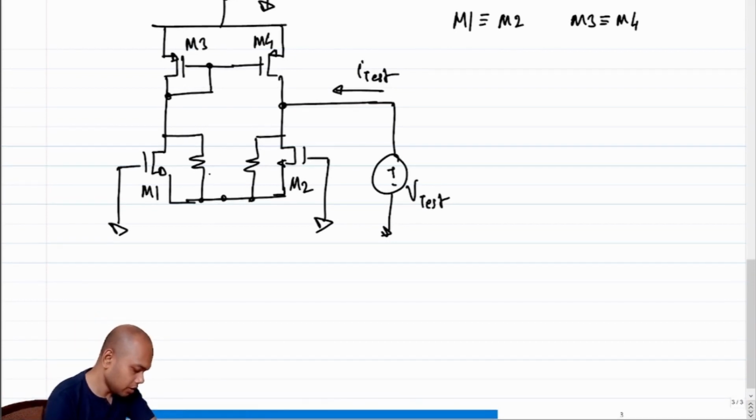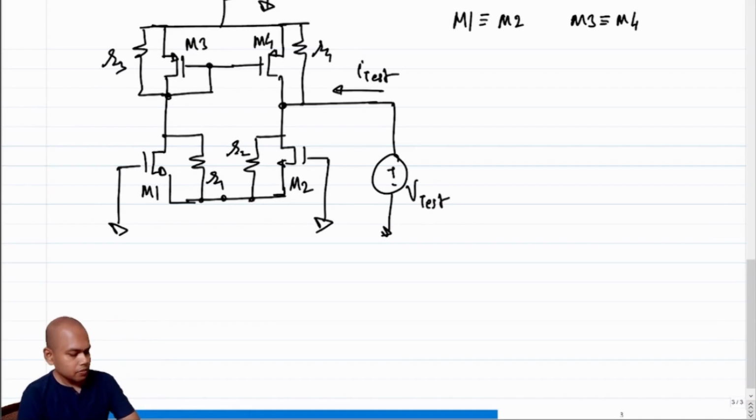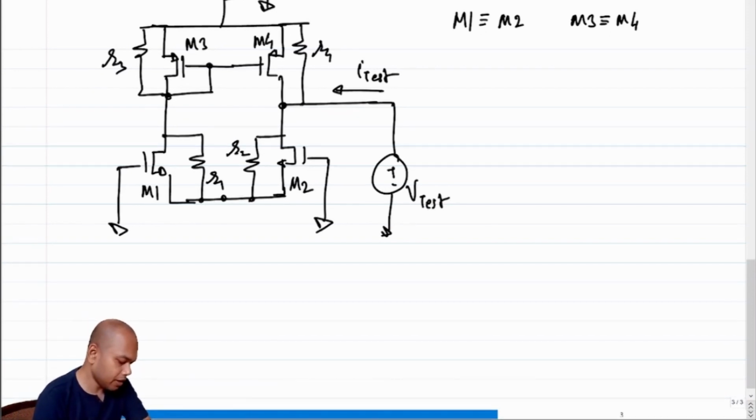Okay, so this is R1, this is R2, right? Similarly, we'll have R4 and R3. Okay, so now we are trying to figure out what is I test in terms of V test. Let's again break the problem down into multiple parts, because this seems like a messy way of analyzing all four transistors together, right?